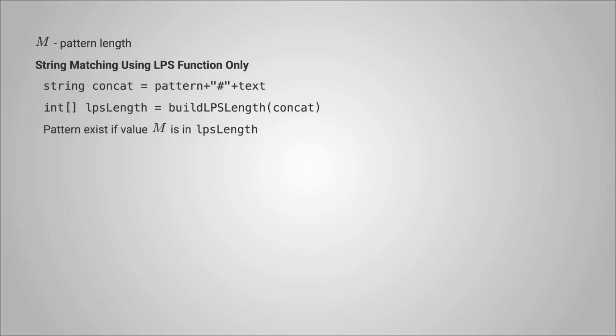Besides the string match code we mentioned earlier, it's actually possible to do string matching using the build LPS length function alone. First, we construct a concatenated string: the pattern string at the beginning, then a separator character, and the text string at the end. The separator character can be any character not in the text and pattern. Here we use hashtag as an example. Then we run the build LPS length function on this concatenated string. If the result includes an item with value M, then we found a match.